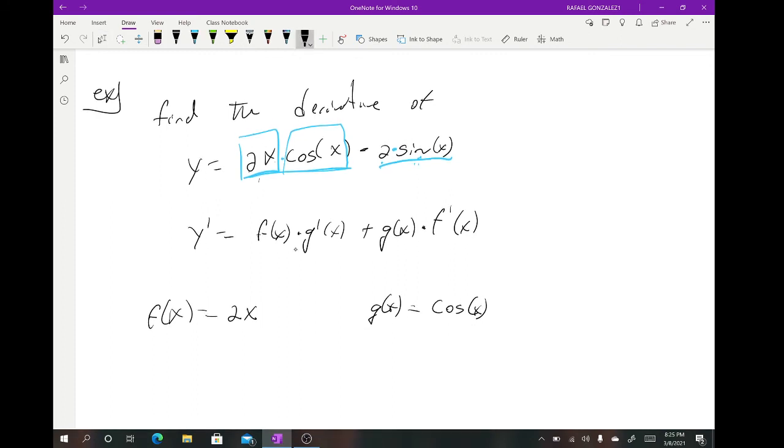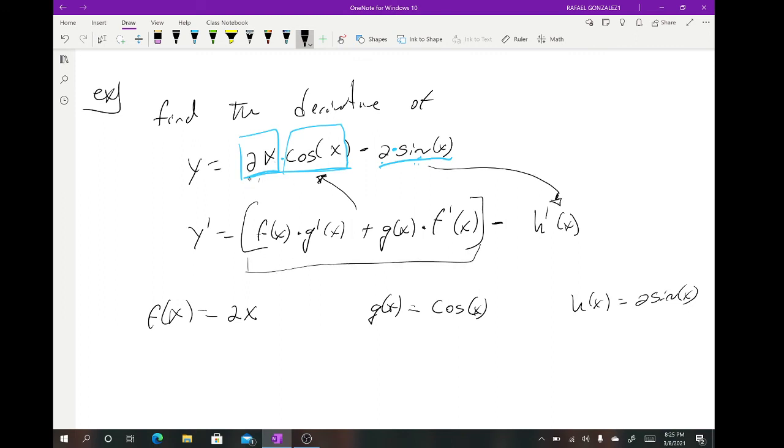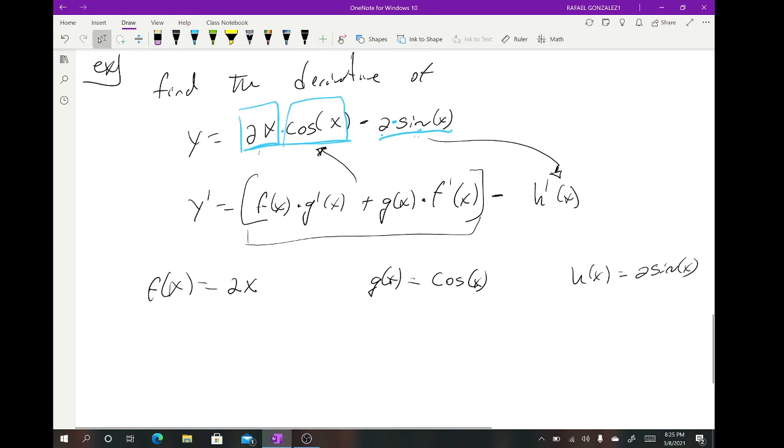So the derivative of y is going to be this sum right here will take care of this portion minus the derivative of, I'll call it h of x. h of x is going to be equal to 2 times sine of x. Okay? So that's just this piece right here. And then this bigger piece corresponds to the 2x times cosine of x.